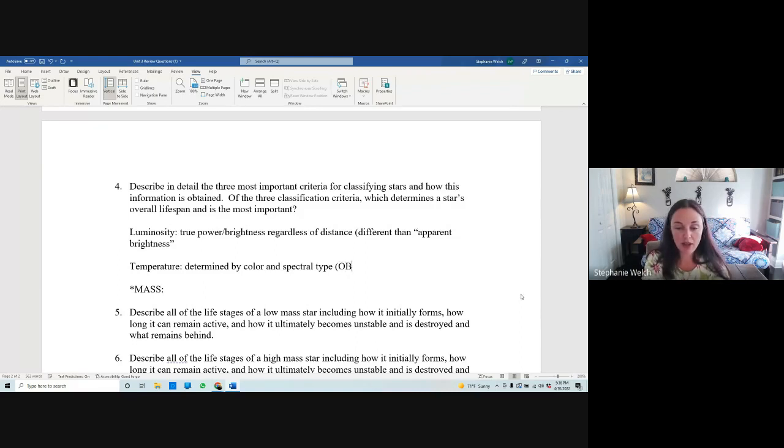So O, B, A, fine, girl or guy. It works both ways. Kiss me. O, B, A, F, G, K, M. And so spectral type, how continuous the object spectrum is, where the placements of those emission and absorption lines are, effectively boil down to these 7 spectral types.